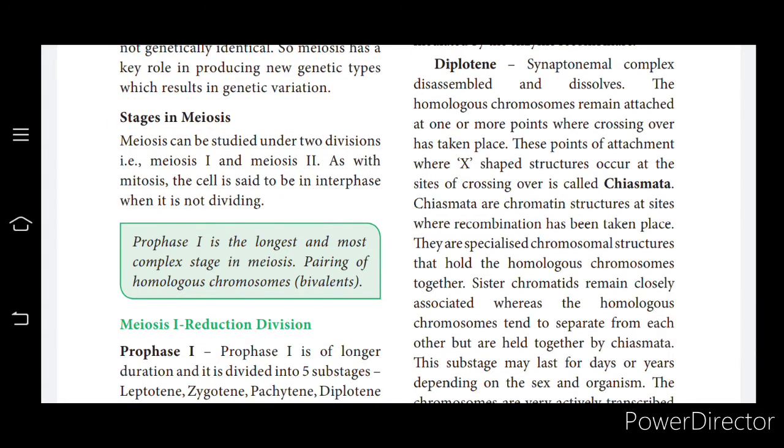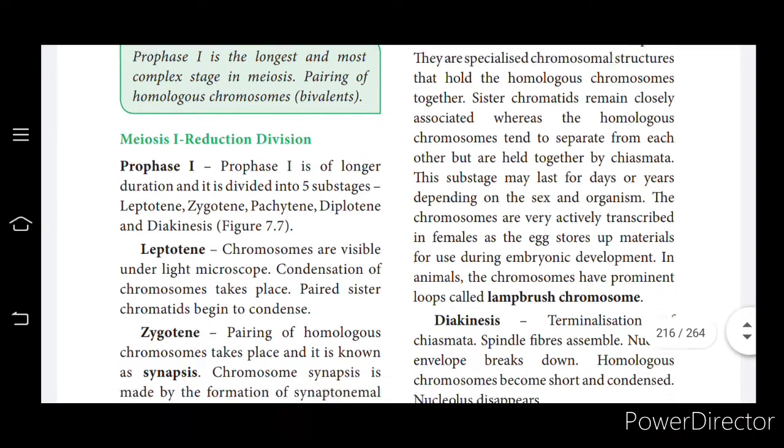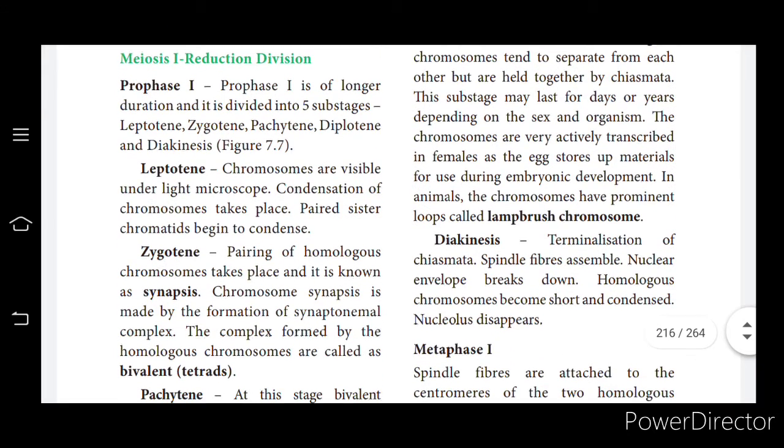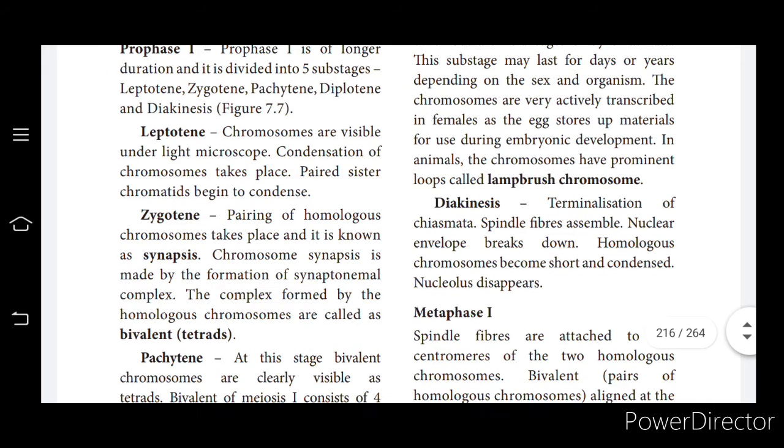Diplotene: the synaptonemal complex is disassembled and dissolved. The homologous chromosomes remain attached at one or more points. The point at which they are attached is called the chiasmata. Sister chromatids remain closely associated while the homologous chromosomes tend to separate from each other. This substage may last for days or years depending on the sex and organism. The duration is not fixed, as we saw earlier.